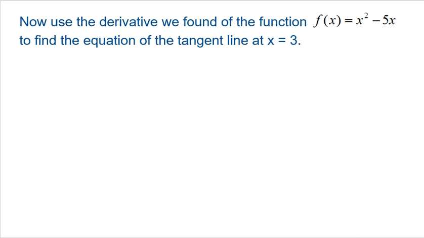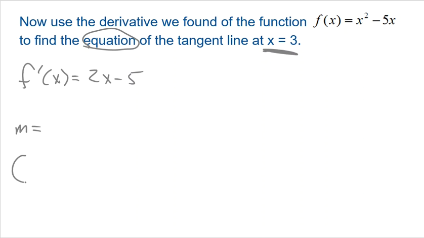So now let's use the derivative that we just found. Let's just write that down. So the function was x squared minus 5x, and the derivative, f prime of x, was 2x minus 5. Let's actually use the derivative to find the equation of the tangent line at x equals 3. To find the equation of any line, I need 2 things: I need a slope, and I need a point.